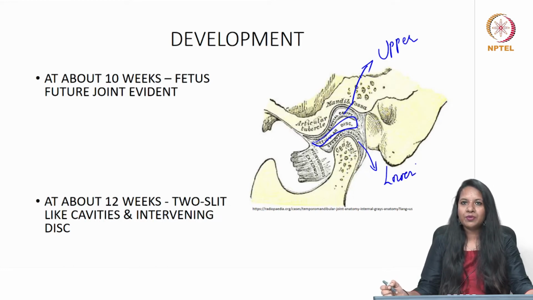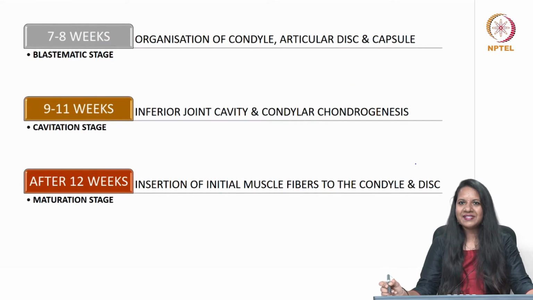And this will happen at about 12 weeks. The first stage is the blastematic stage, which occurs between 7 to 8 weeks, corresponding to the organization of condyle, articular disc and the capsule. The second one is the cavitation stage, which occurs between 9 to 11 weeks, which leads to the formation of inferior joint cavity first and then moving to the condylar chondrogenesis. The last stage is the maturation stage, which occurs after 12 weeks, which is evident by the attachment of the initial muscle fibers to the condyle and the disc.